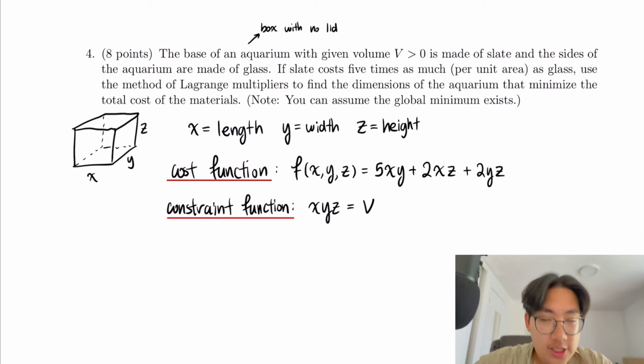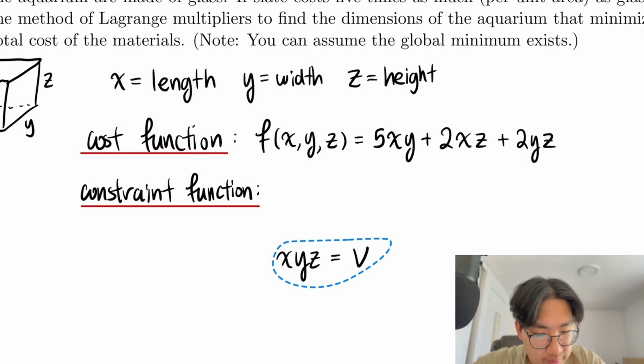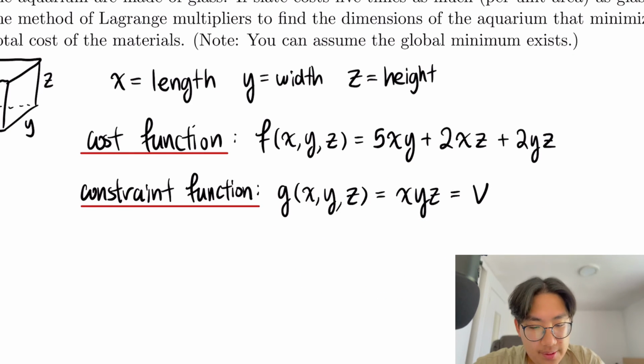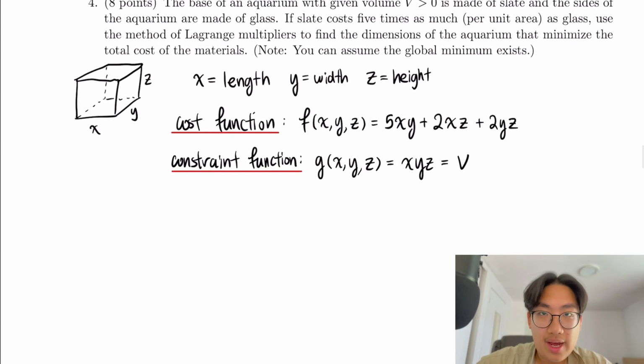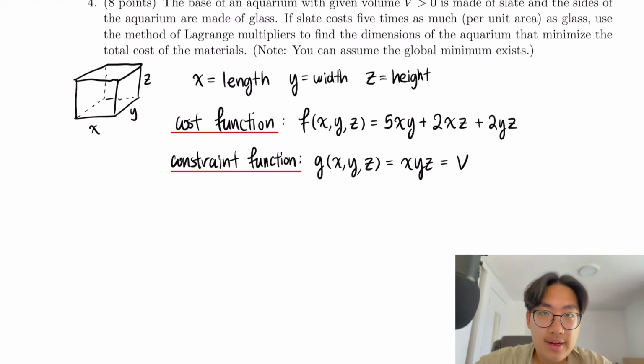So as usual with Lagrange multipliers, we have that the gradients are equal to each other up to some scalar. So here we'll call this g right over here. So g of x, y, z is equal to V. And then this is where now we can use Lagrange multipliers, which is again that concept of the gradients being equal to each other up to a scalar.